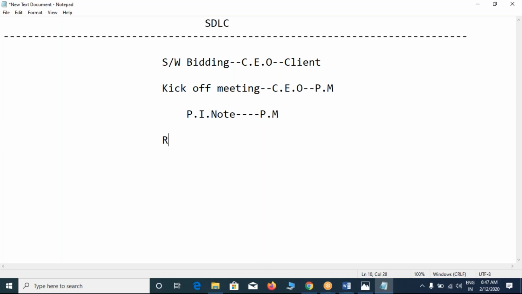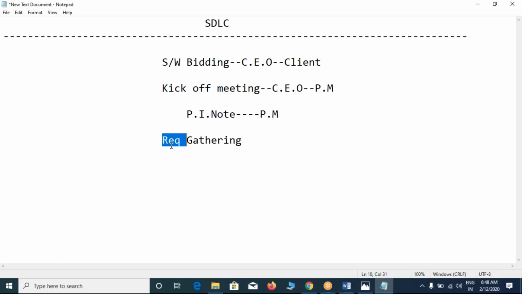Next, requirement gathering. What are requirements? First of all, what is the meaning of requirements? Customer needs. If I want to purchase a mobile, and I go to a mobile showroom and stand in front of the shop, is it possible to get one? No, we have to explain what my requirement is. That means I need a mobile with so-and-so budget, so-and-so brand, so-and-so features. That is called what?